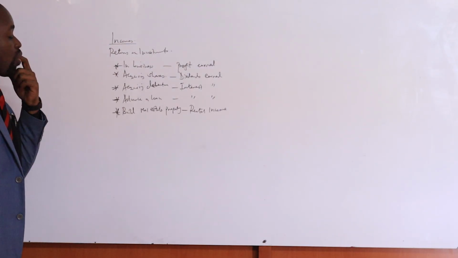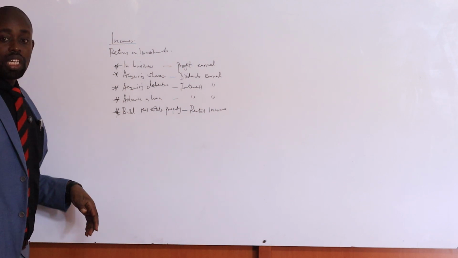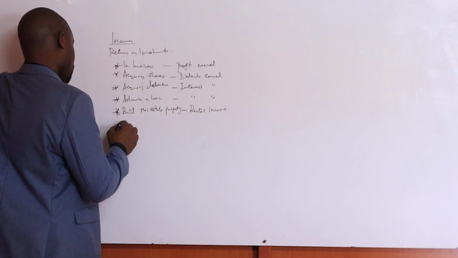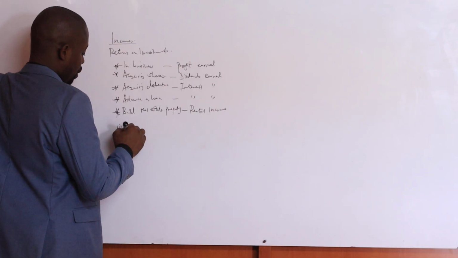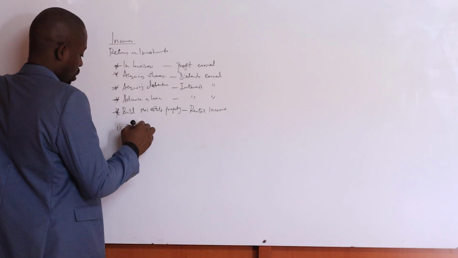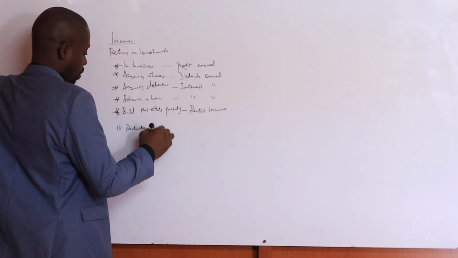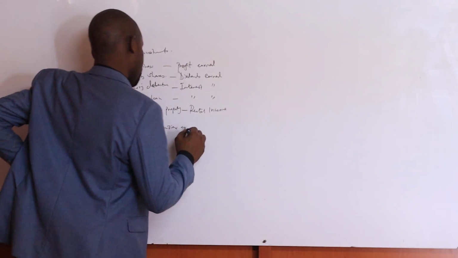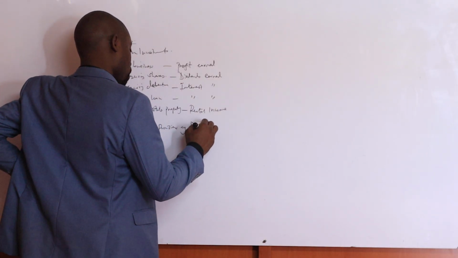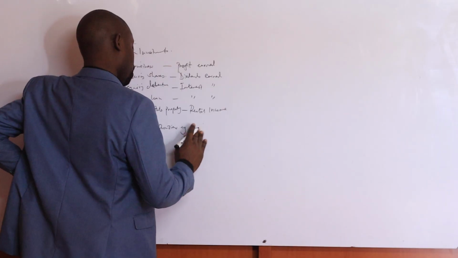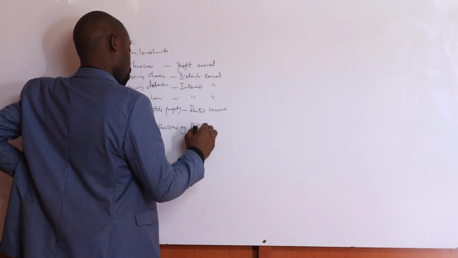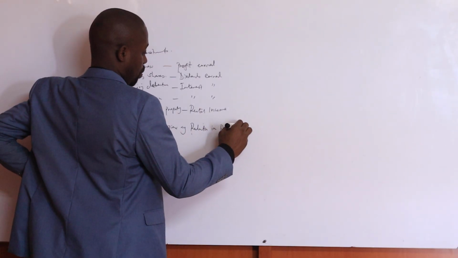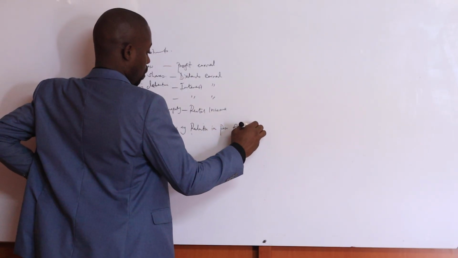Besides this one, we also have what we call what? Reduction in provision. So other types of incomes, I will list them as one. Reduction in provisions, e.g., reduction in provision for bad debts. We shall look at it in topic number 4.